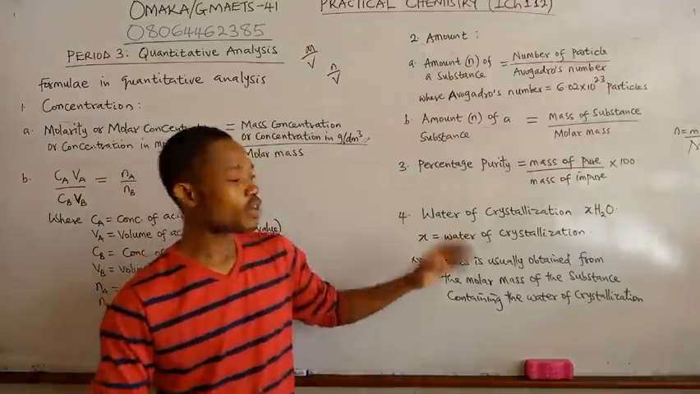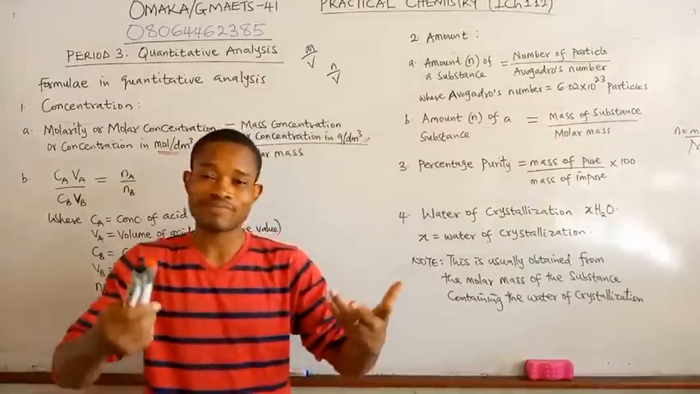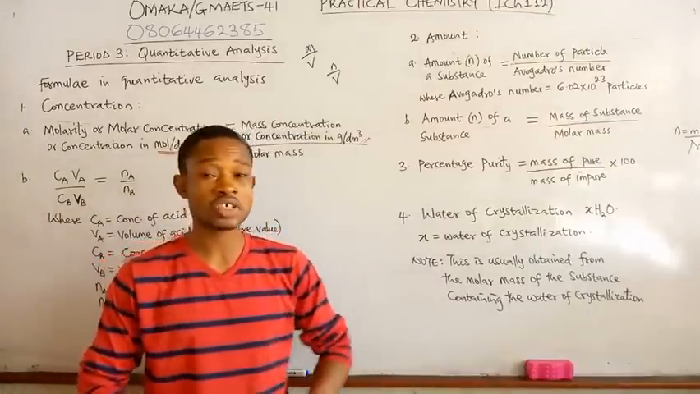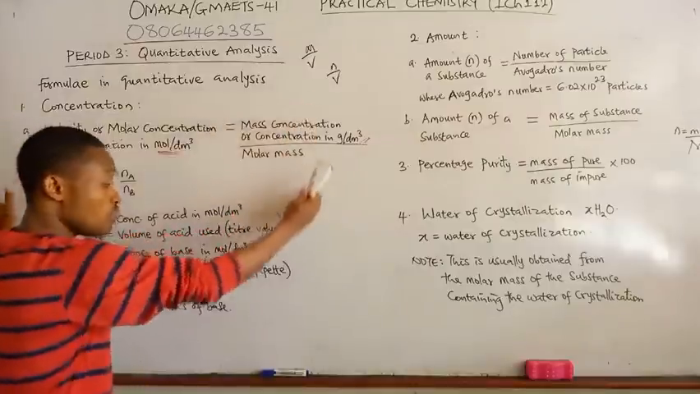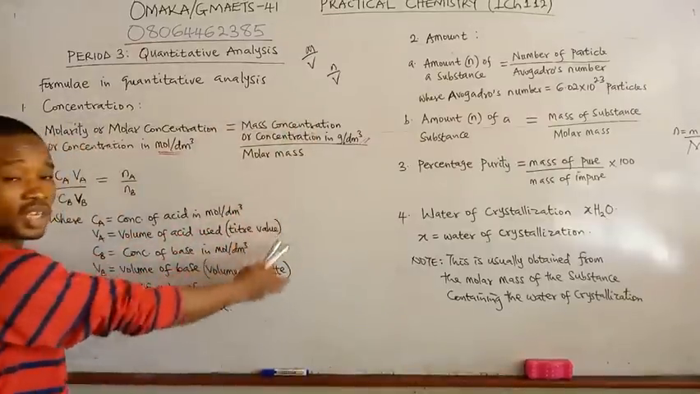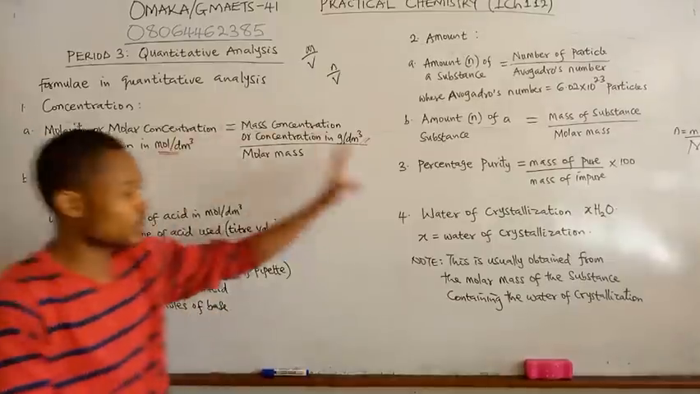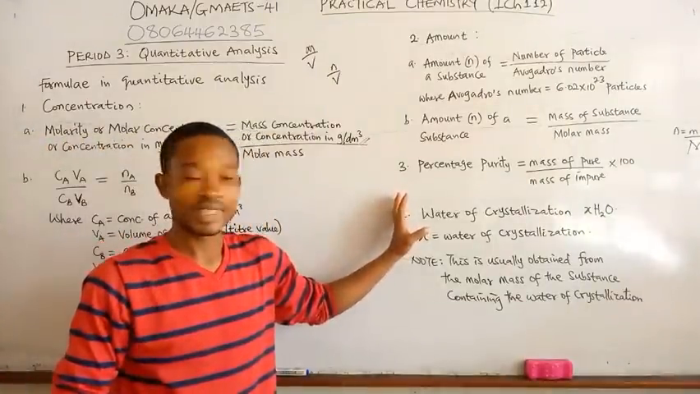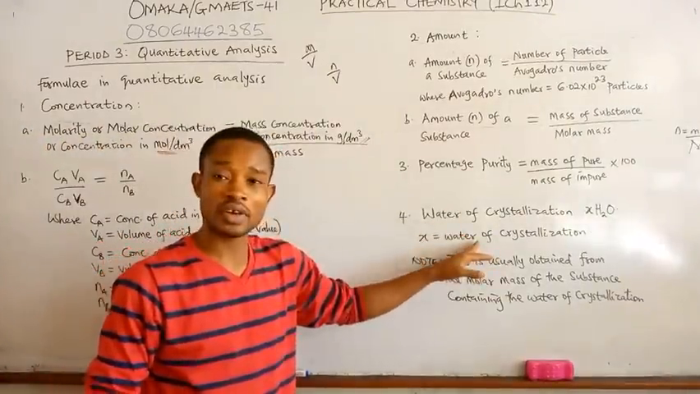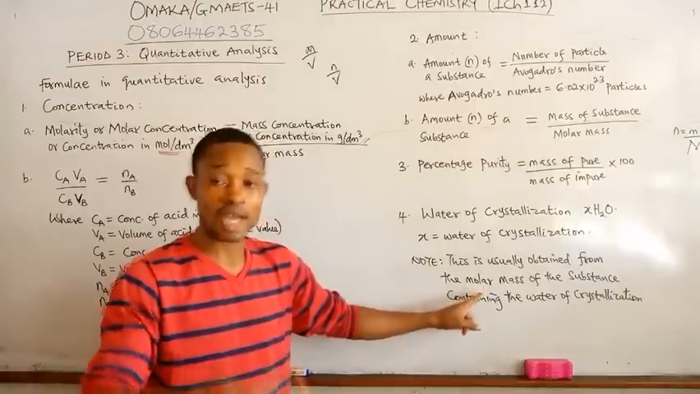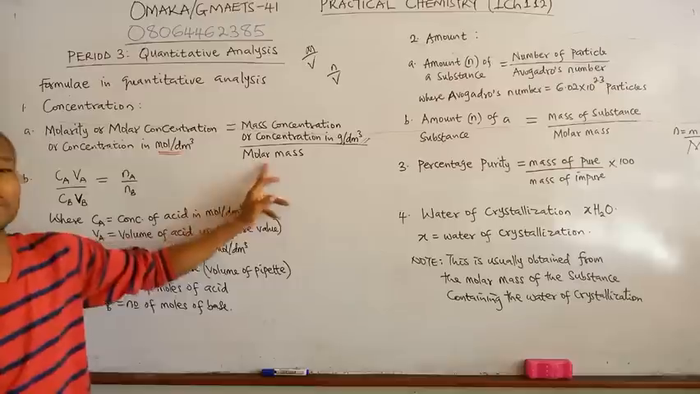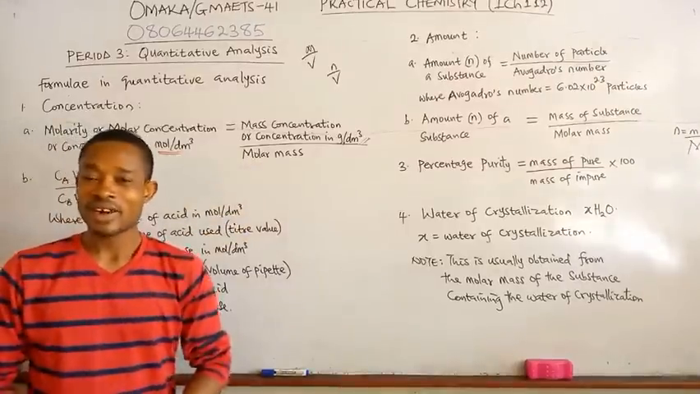Then again, water of crystallization is another thing your attention might be called to in your titration experiment. It's very simple. In fact, this is one of the most important aspects of your calculation in titration. Once you know this, these other ones can easily be determined. You usually obtain it from the molar mass of that substance, and in this formula you have the molar mass. Alright, so that's that.